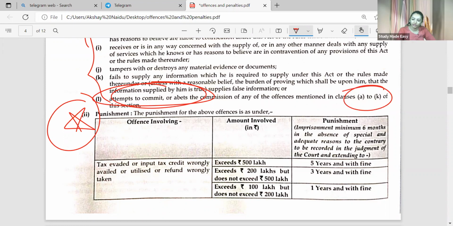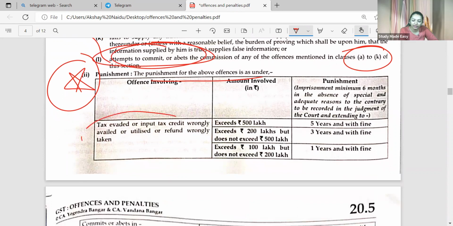अगर तुम किसी को help करते हो, even if you commit, commit भी करते हो और even if you help someone to do all these offenses, तो ये तुम्हारी punishment हो सकती है. So if the tax or ITC wrongly availed or utilized or refund wrongly taken exceeds 5 hundred lakh, it is 5 years with fine.